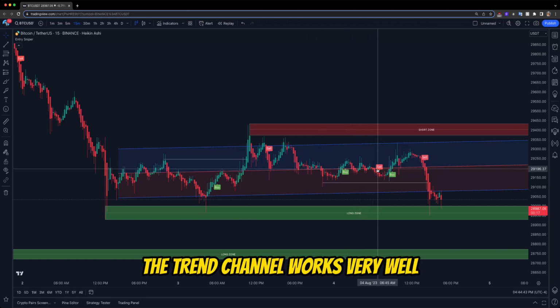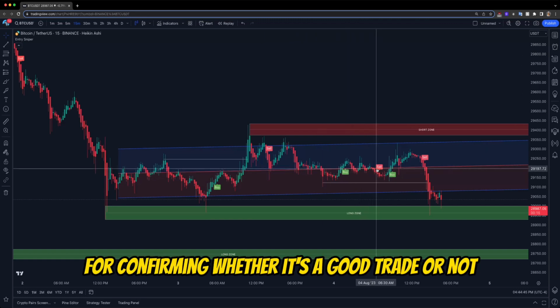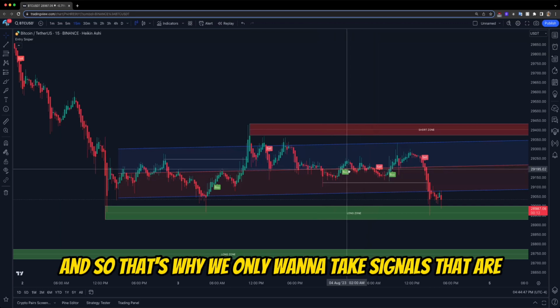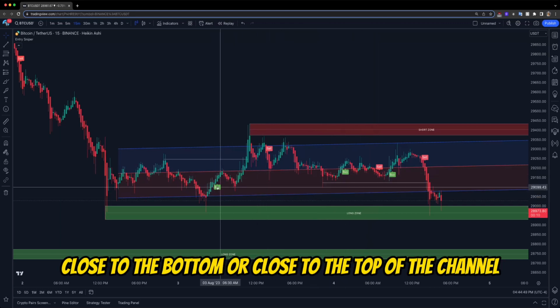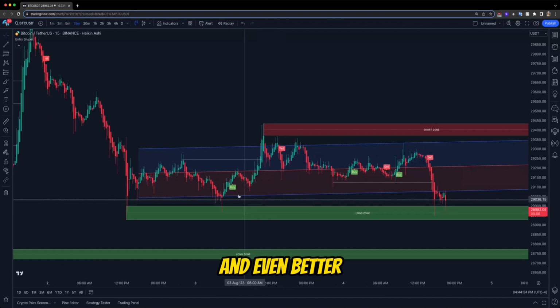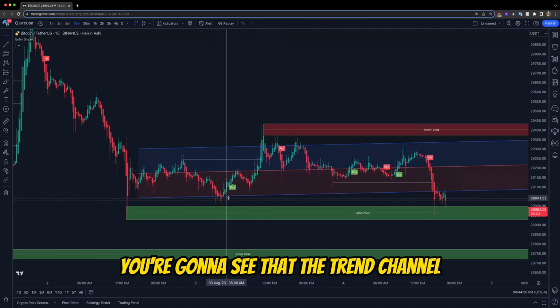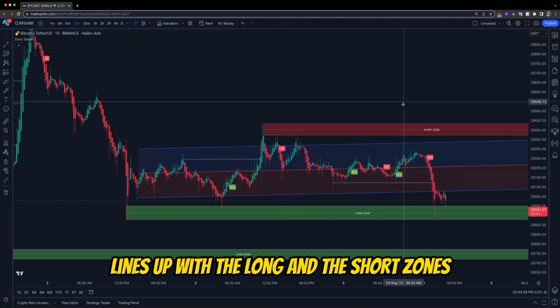The trend channel works very well for confirming whether it's a good trade or not. And so that's why we only want to take signals that are close to the bottom or close to the top of the channel. And even better, occasionally you're going to see that the trend channel lines up with the long and the short zones.